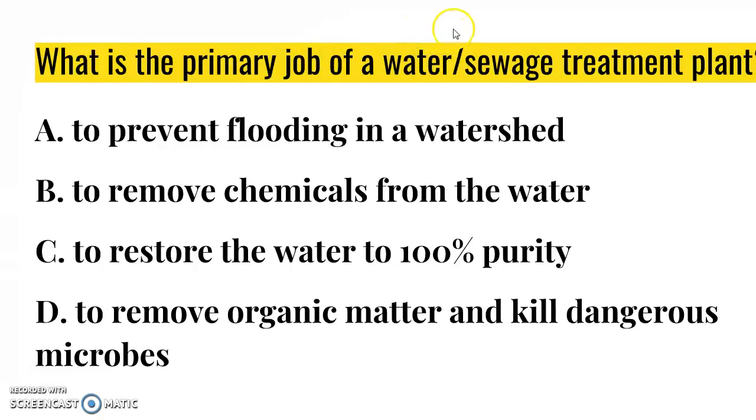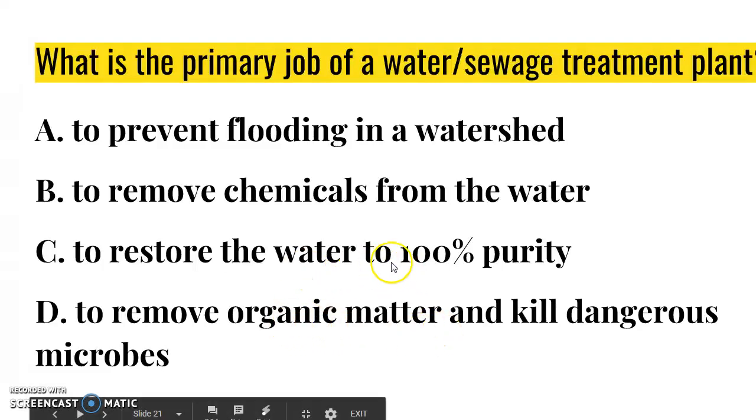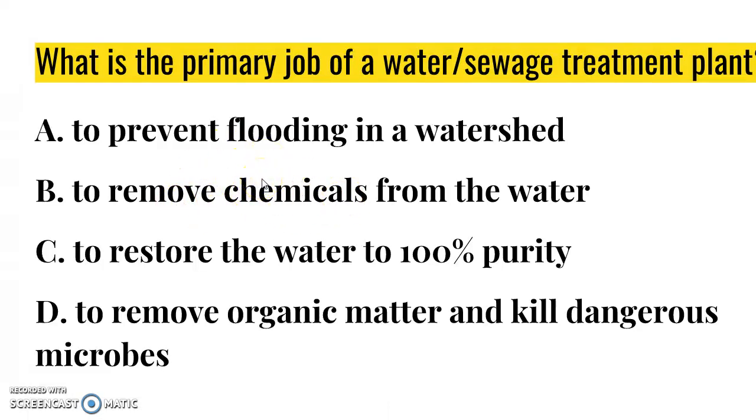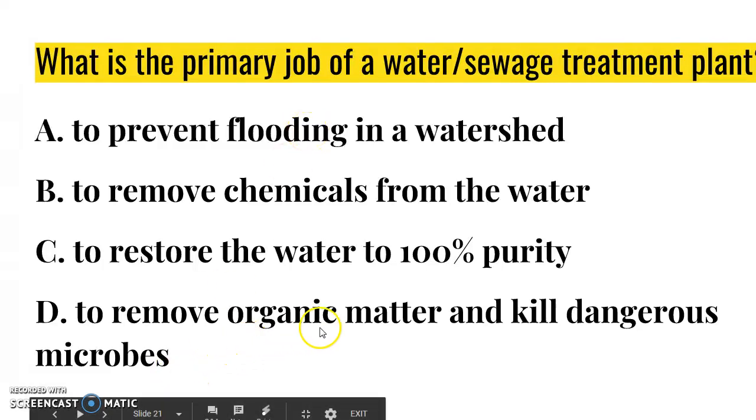What is the primary job of our water treatment plants? Well, it is to remove and kill dangerous microbes. The water will never be 100% clear. We don't remove all chemicals because we add chlorine. And it's not flooding prevention. So it would be to remove organic matter like nitrates and sediment and dirt, and to kill any microorganisms, done with chlorine.